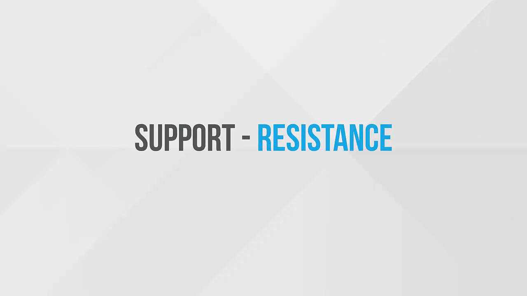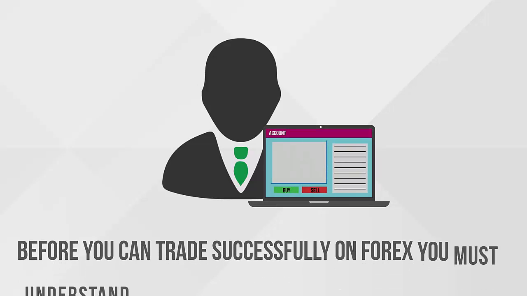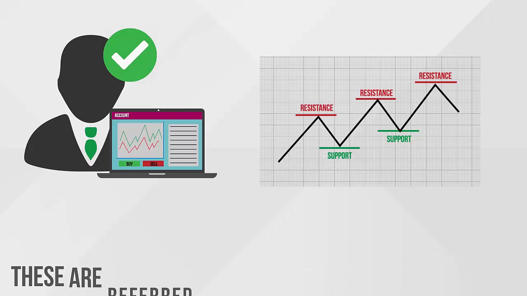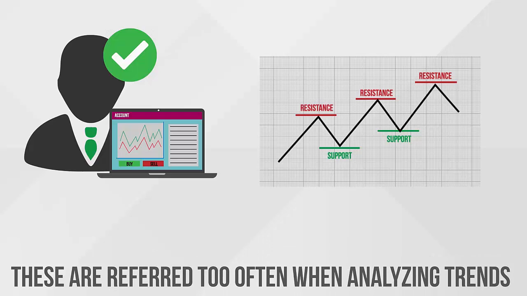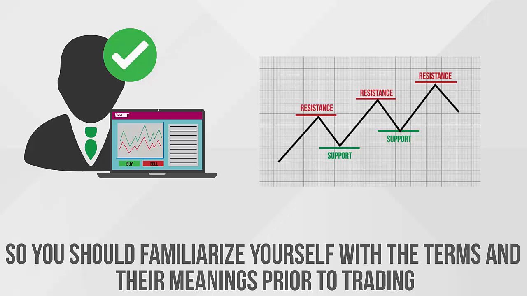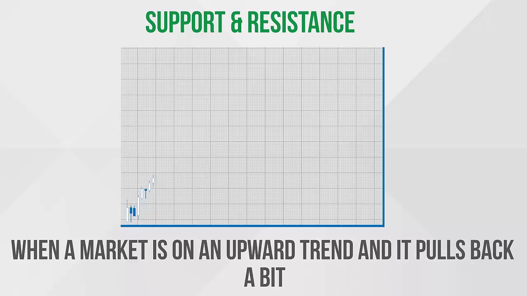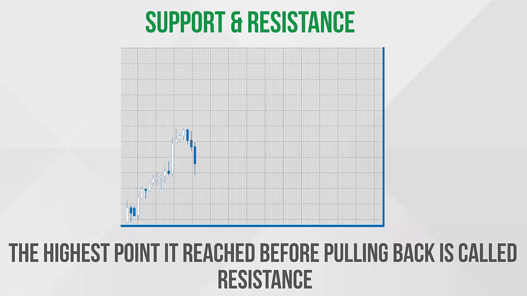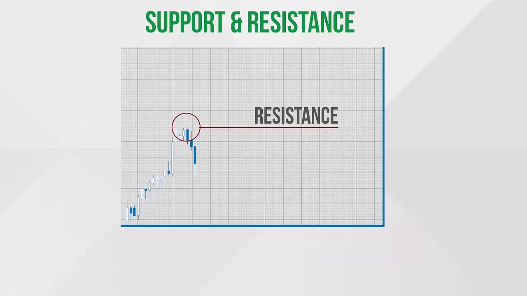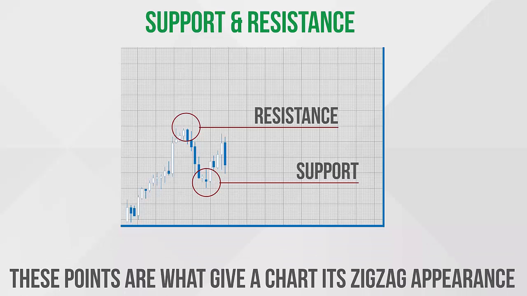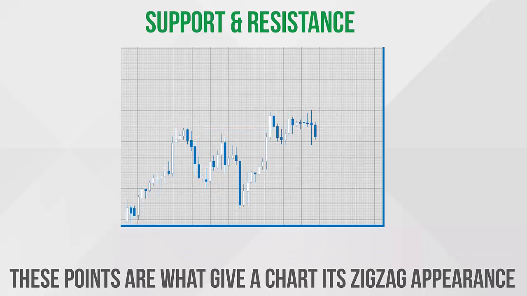Support and resistance. Before you can trade successfully on Forex, you must understand the concepts of support and resistance. These are referred to often when analyzing trends, so you should familiarize yourself with the terms and their meanings prior to trading. Essentially, when a market is on an upward trend and it pulls back a bit, the highest point it reached before pulling back is called resistance. When it starts moving back up, the lowest point it reached before it restarted its upward trend is called support. These points are what gives the chart its zigzag appearance.